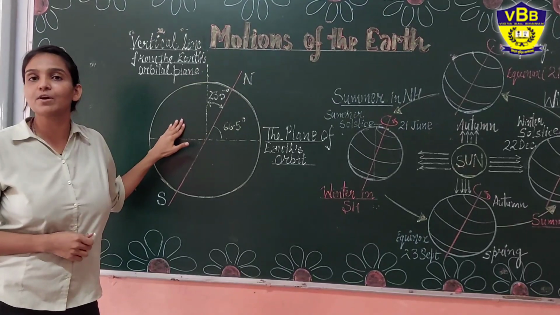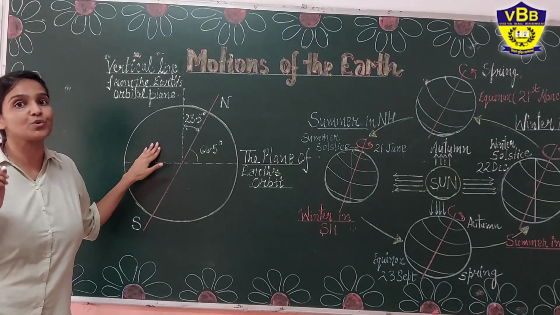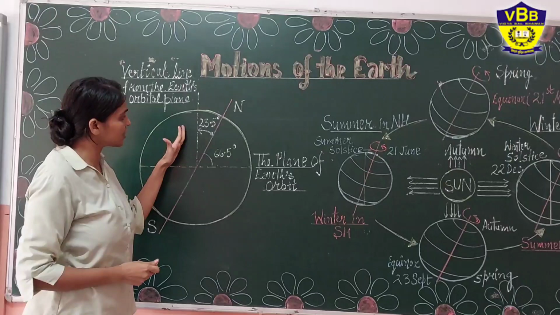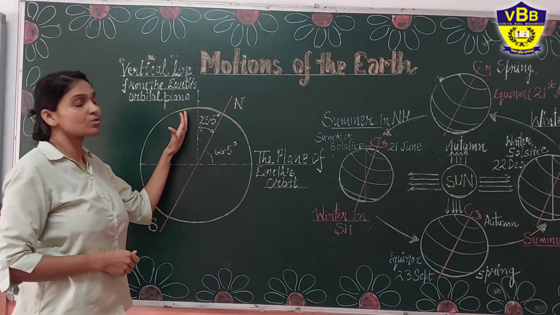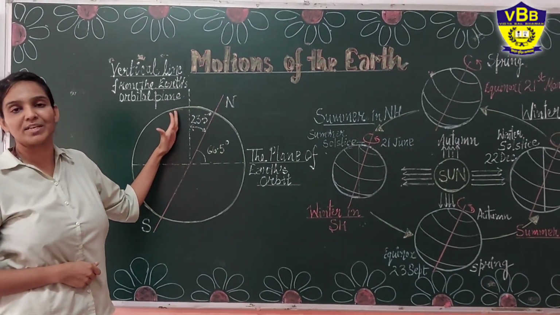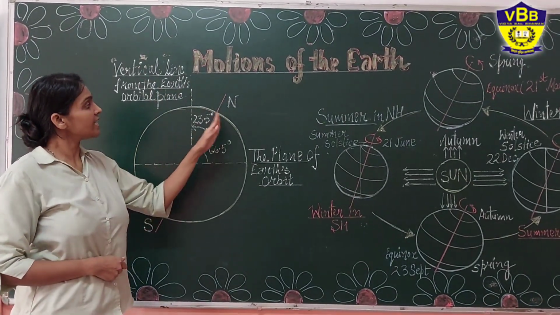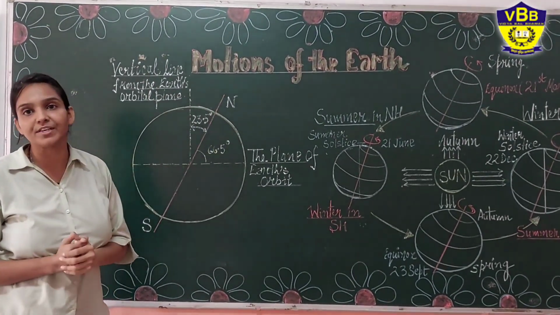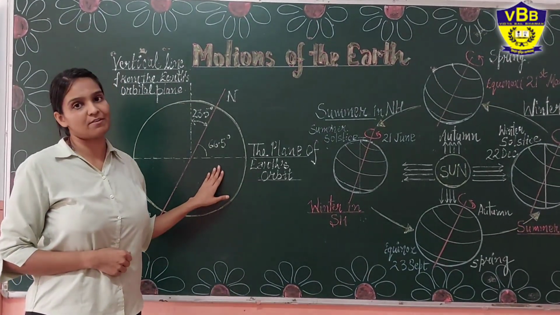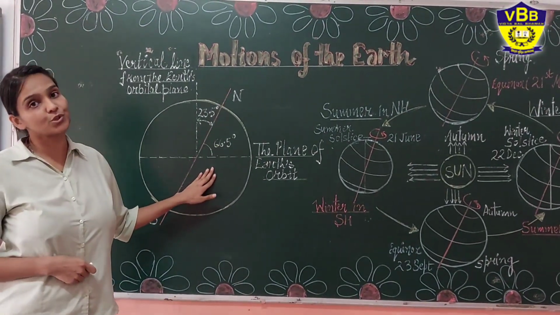You should know that whenever we want to calculate any angle, we first of all take it with reference to a 90 degree angle. So we have drawn a vertical line here. When we measure this axis with respect to this vertical line, we get 23.5 degrees. So with respect to the vertical line, it is tilted at 23.5 degrees. With respect to its orbital plane, it is tilted at 66.5 degrees. So I hope this concept is clear to you.